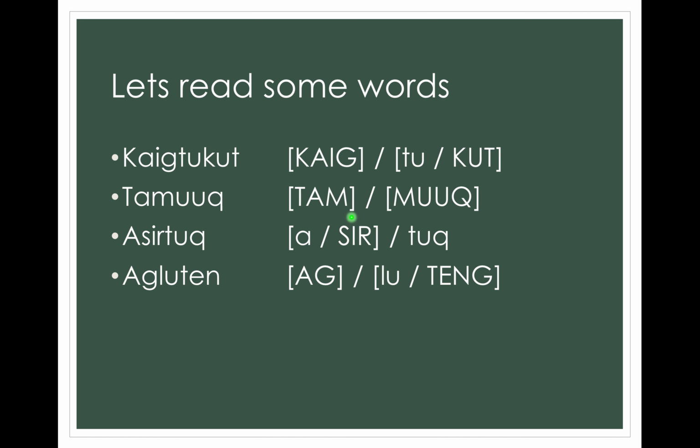Then tamok. Now that's automatic gemination. We have a single consonant followed by two vowels in the first couple syllables. That's automatic gemination. Tamok. And both of those syllables are stressed. They are both monosyllabic feet. So we have two monosyllabic feet in a word. Tamuk, they're both stressed.